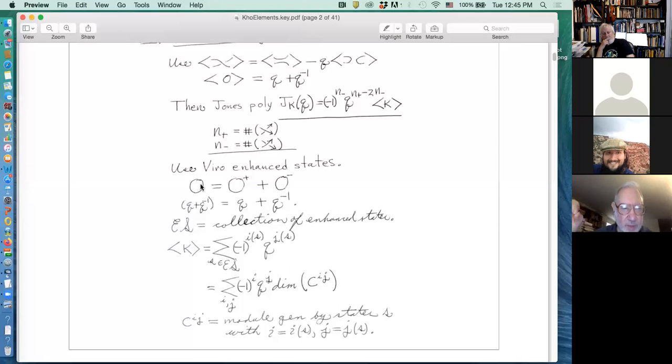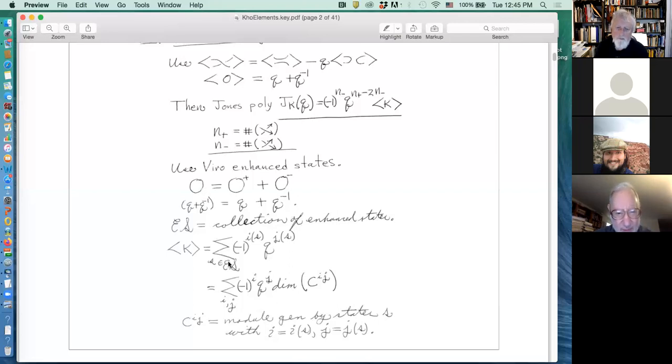If you had two loops without anything in between them, just two disjoint loops, then there would be four possible enhanced states: plus plus, plus minus, minus plus, minus minus. And if you think of adding them all up, their contributions, you get Q squared, one for the plus minus, one for the minus plus, and minus two, which is Q to the minus two for the other one. So you get Q squared plus two plus Q to the minus two, and that, of course, is Q plus Q inverse, squared. Algebra in your head. Well, maybe I wrote it on the next slide.